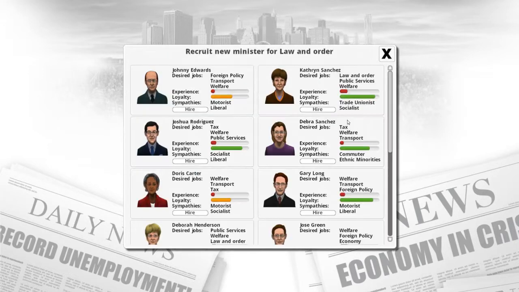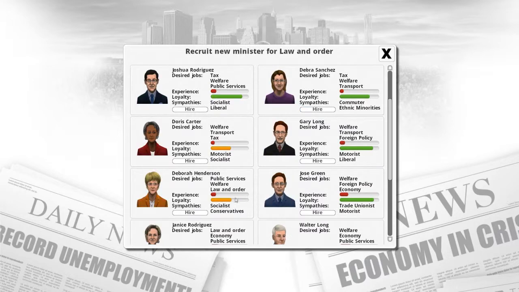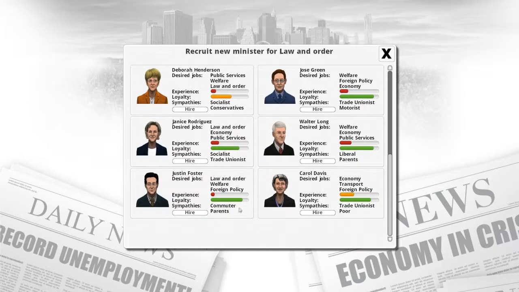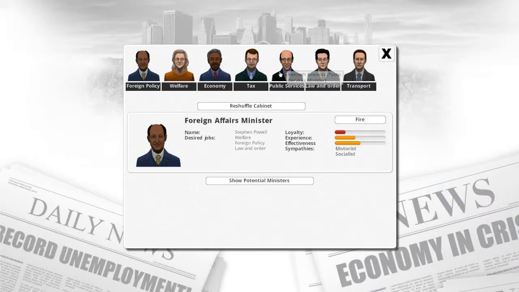Law and order. Trade unionist and socialist. Here's another one. Socialist and conservatives. How does that even work? Socialist and trade unionist. Commuter and parents. Better.